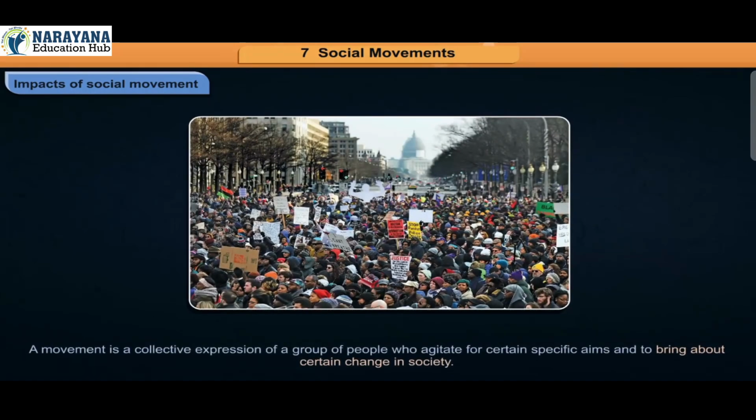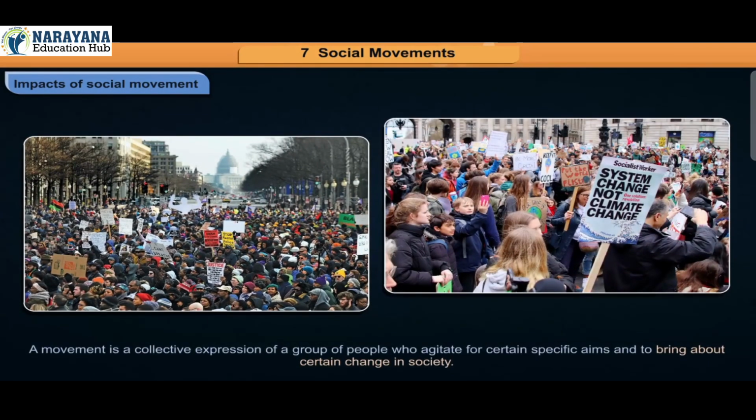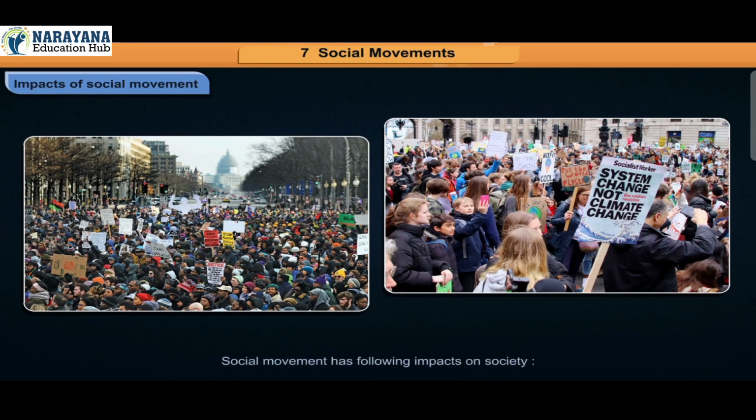Impacts of social movement. A movement is a collective expression of a group of people who agitate for certain specific aims and to bring about certain change in society. Social movement has the following impacts on society. Social movement accelerates the process of change. Consciousness increases among people. New leadership emerges. Ideological development occurs. Alternative measures are discussed. Movements bring about change in society.